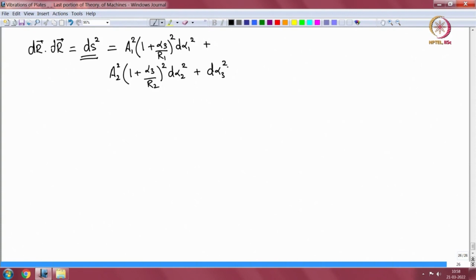Okay. So, what is this? We should not forget, this is the scalar distance between r at alpha 1, alpha 2, alpha 3 and the other point slightly away, alpha 1 plus d alpha 1, alpha 2 plus d alpha 2, alpha 3 plus d alpha 3. So, this is the distance which we are calling as dr.